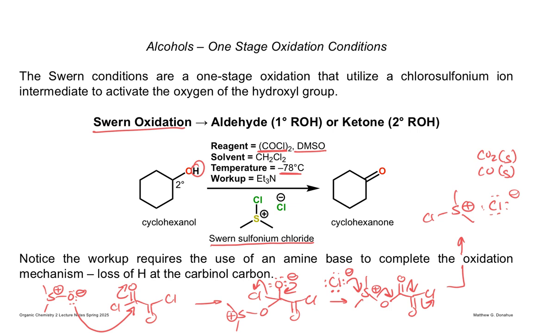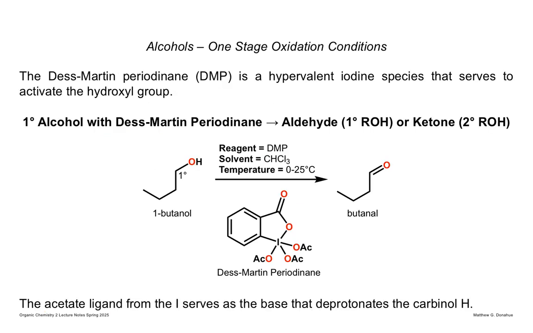If you had a primary alcohol and you did this, you'd end up with the aldehyde. So Swern's okay. It takes a couple hours to run, just based on the order of how you have to add things. Probably the easiest one to run is the Dess-Martin periodinane, so it's abbreviated DMP.